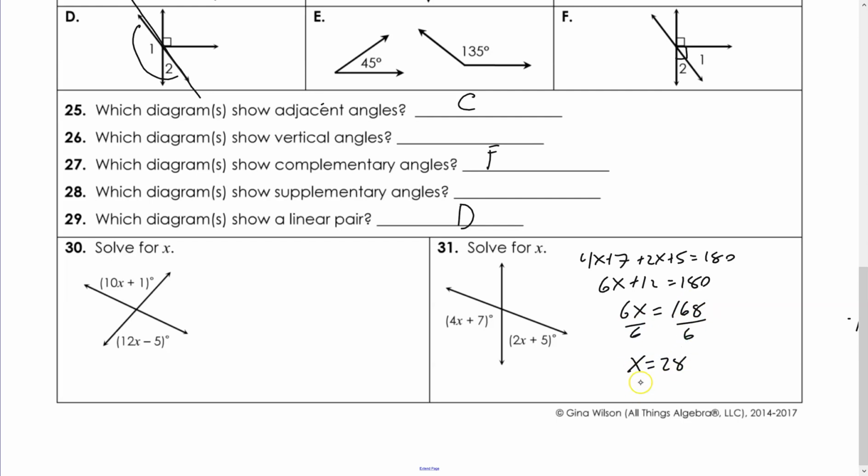To check this out, 4 times 28 is 112, and 112 plus 7 gives us 119 degrees. 2 times 28 is 56, plus 5 is 61, and you see together they equal 180. So our answer is 28. x equals 28.